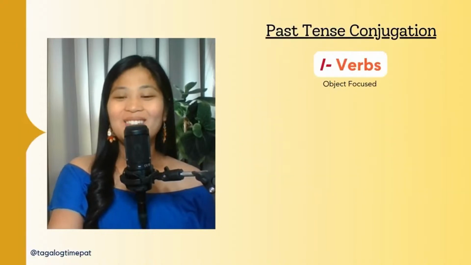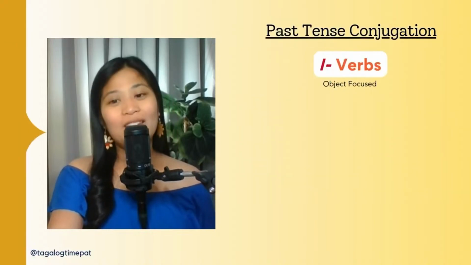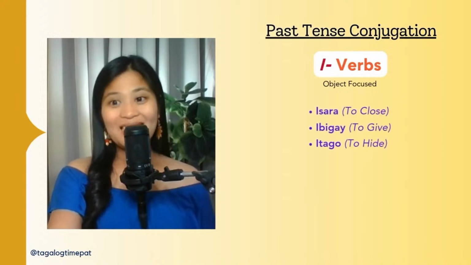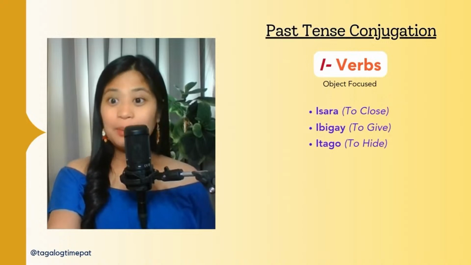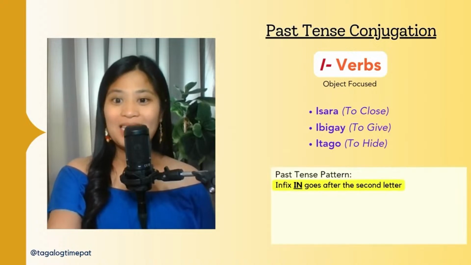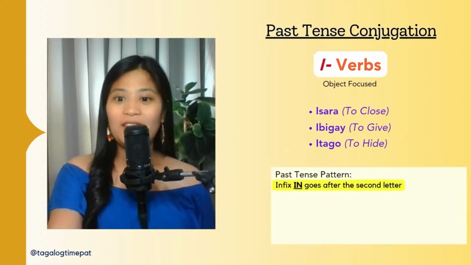All right, so now lastly, let's take a look at I-verbs. These are usually object-focused, and here are some examples. Isara means to close. Ibigay means to give. Itago means to hide. In the past tense, the infix in goes after the second letter for I-verbs.